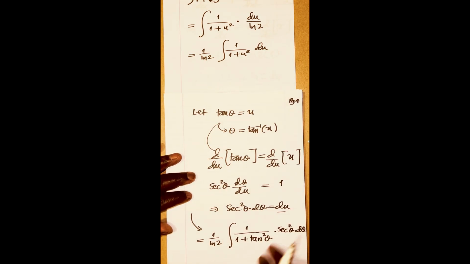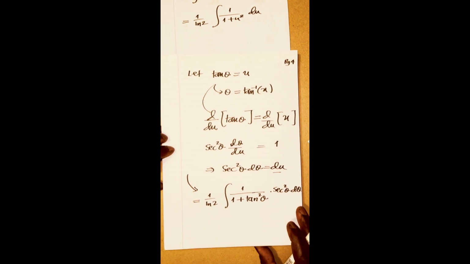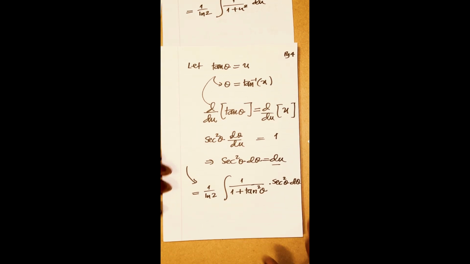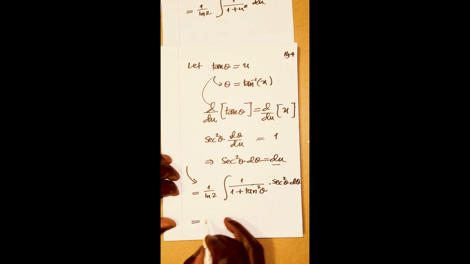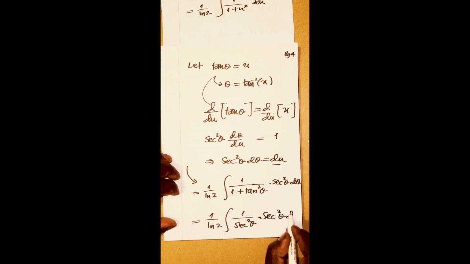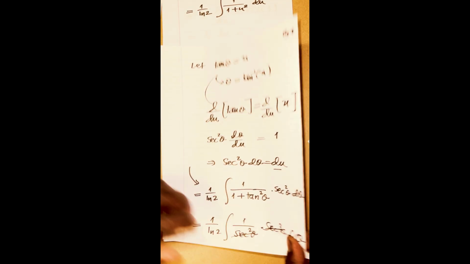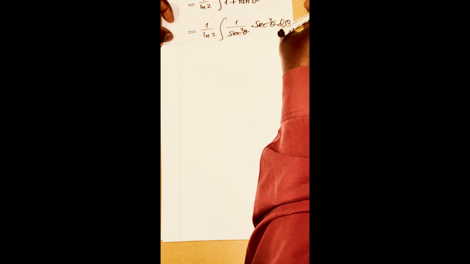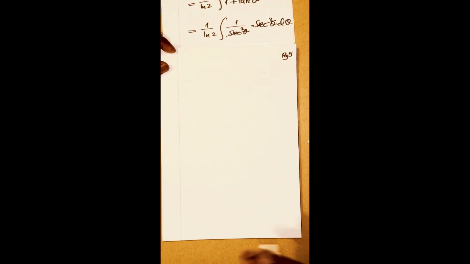So we have sec squared of theta in the denominator, and therefore our integral simplifies as follows. This is going to be 1 over natural log of 2 times the integral of 1 over sec squared of theta times sec squared of theta d theta. As you can agree with me, this cancels that. And so what do we have now? To just finish this off, what we have now is the following.